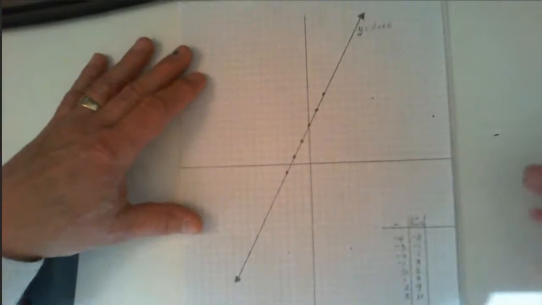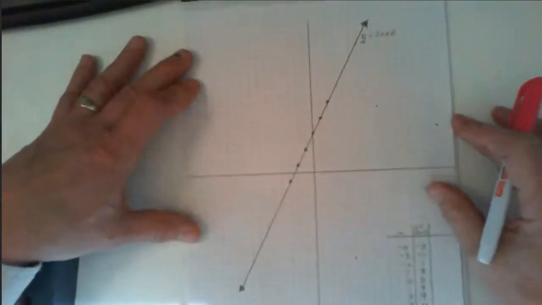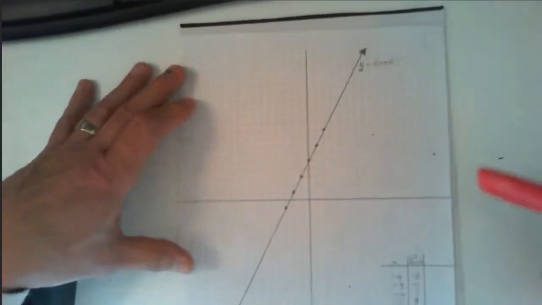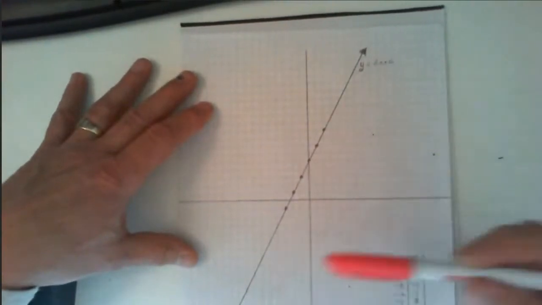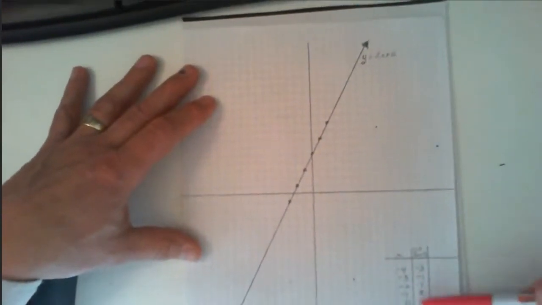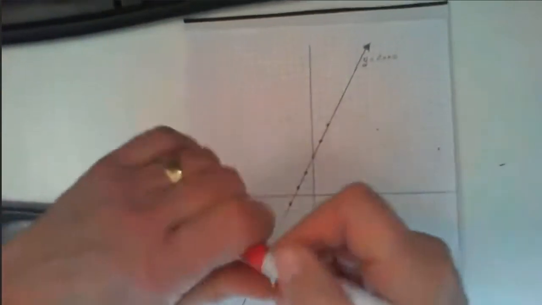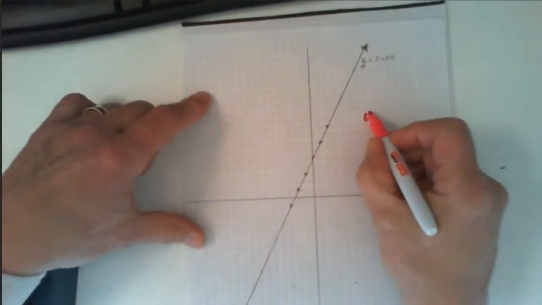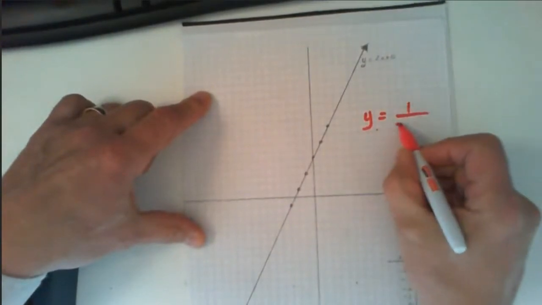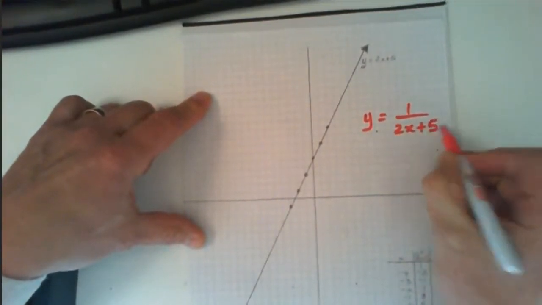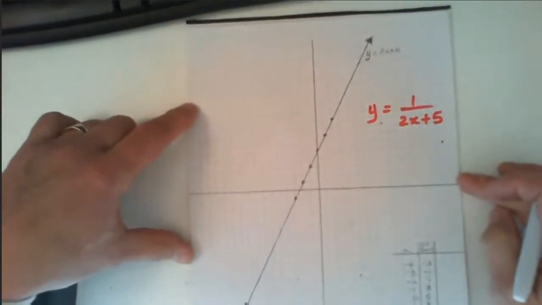So let's take a look at the first example here, and I've started with the graph of y is equal to 2x plus 5, and I've already drawn it in with the table of values that we have from before, and I've indicated some of the points here. Now what we want to do is be able to draw the graph as y is equal to 1 over 2x plus 5, and I'll take you through the steps.